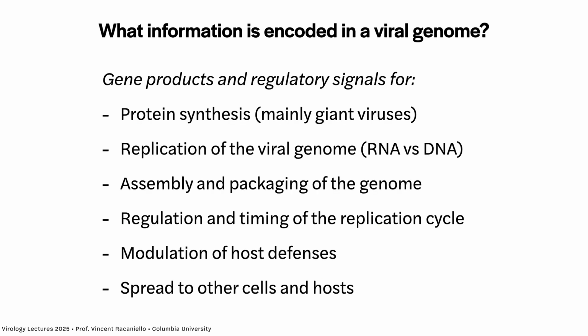So what's encoded in a genome? Lots of things, but just some examples. Gene products and regulatory signals for protein synthesis. Mainly the giant viruses have these. We'll talk about that. Proteins to help replicate the viral genome. Obviously, polymerases are an example, but other proteins as well. Proteins involved in assembly and packaging of the genome. Proteins involved in the regulation and timing of the replication cycle. Modulation of host defenses, that's an important one.